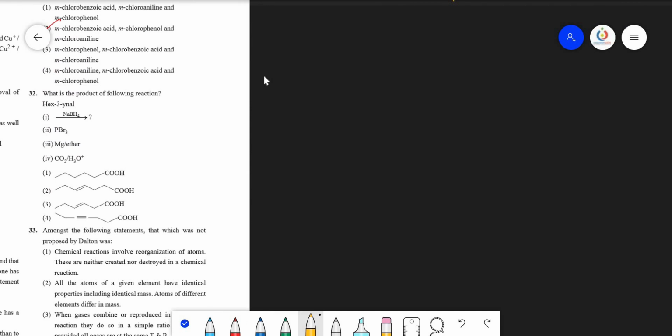Let's solve question number 32. What is the product of the following reaction? Hex-3-yne-1-ol. These are a sequence of reactions given here. Let's try to write down the hex-3-yne. This is the first carbon, second, third, fourth, fifth and sixth. So at the third position, a triple bond is there.